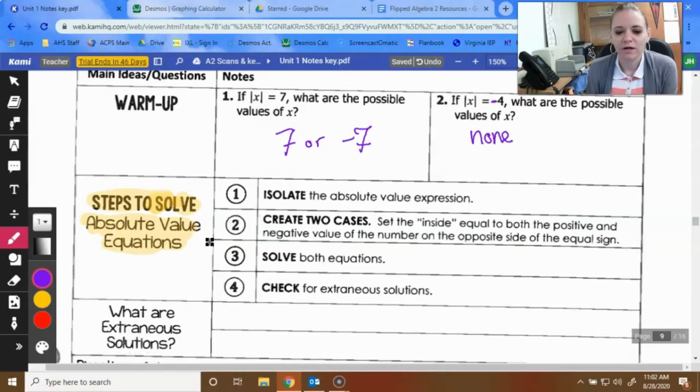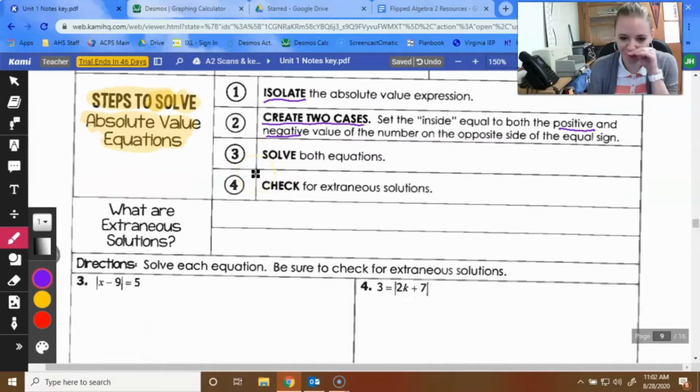The first step is to isolate the absolute value expression. Wherever your absolute value signs are, you're going to get them by themselves. So you're going to move everything to the other side of the equals. Then we're going to create two cases. One case where it's equal to the positive value, and then another case where it's equal to the negative value. You'll see that in a sec. Then we solve for both equations. So the one equation splits into two. We solve for both, and then we check for extraneous solutions.